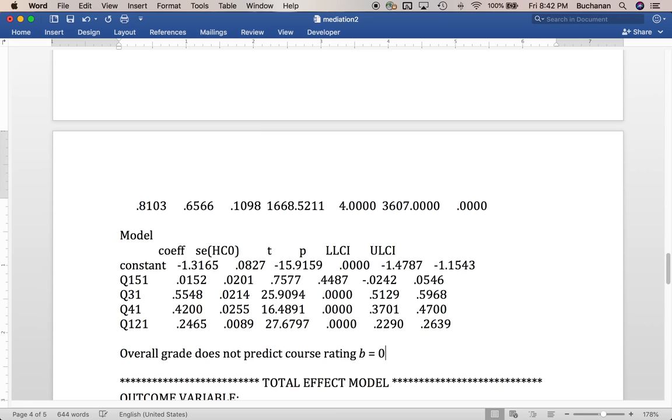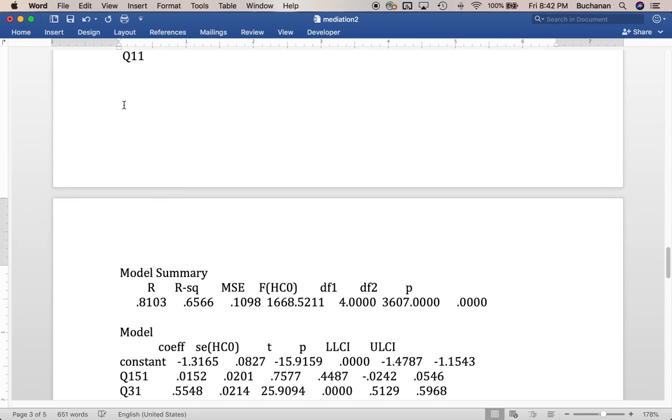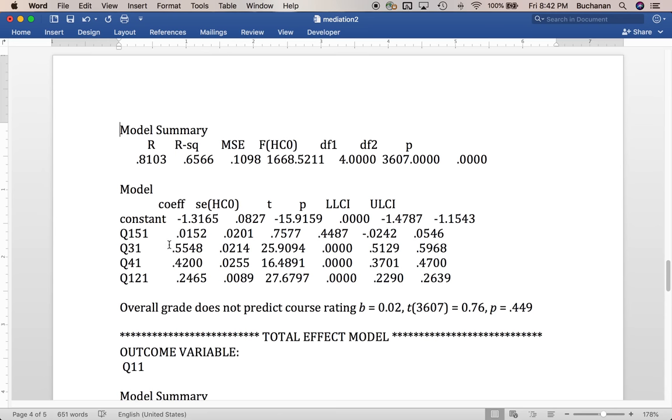So it's 0.02. T, we've even got a different degrees of freedom this time, it's just 3607. T is 0.76, P equals 0.449. So I pulled that from here. Here's our degrees of freedom. I hit enter here so they're all on the same page: coefficient, standard error, T, P.